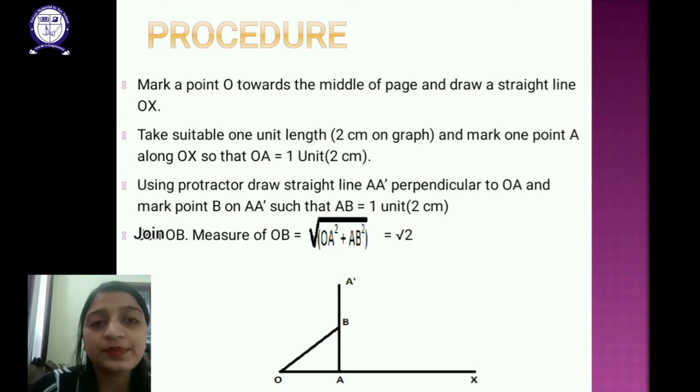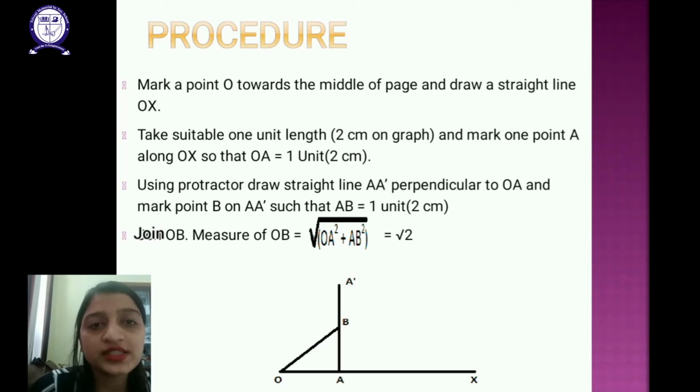Now coming to step 3. Using protractor, draw a straight line AA dash perpendicular to OA and mark point B on AA dash such that AB is equal to 1 unit, that is 2 centimeter. Now in this practical, whenever I am talking about 1 unit, it means we are taking 2 centimeter.